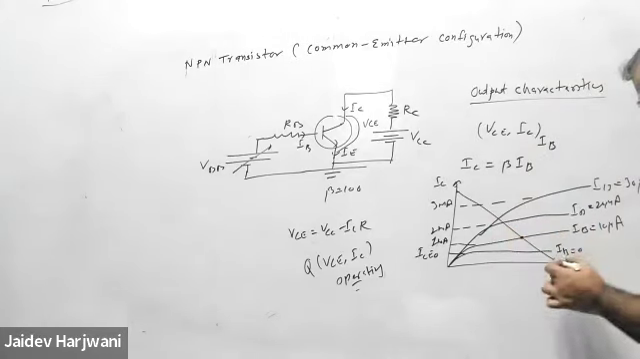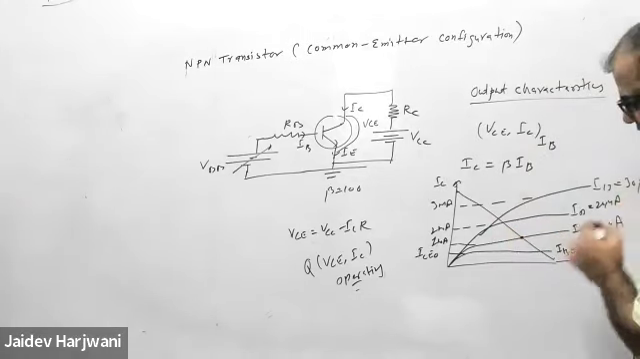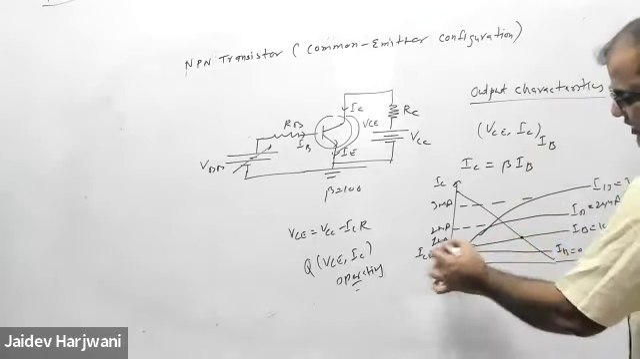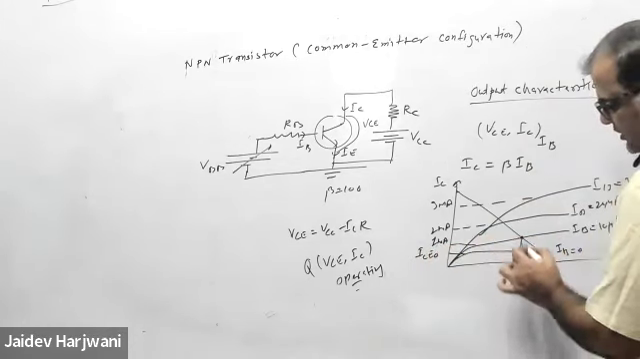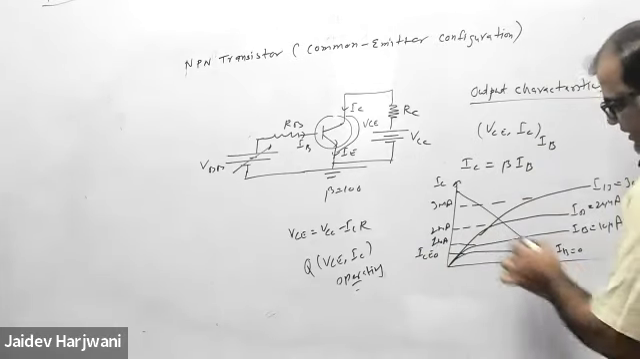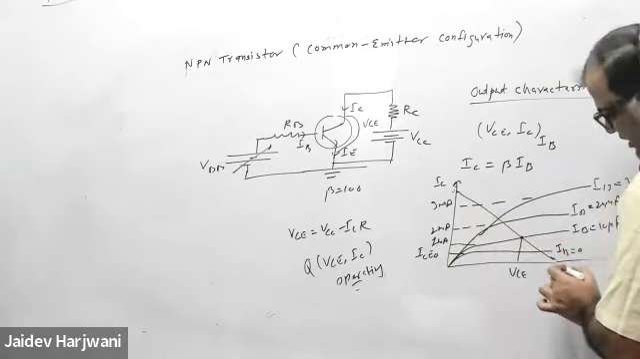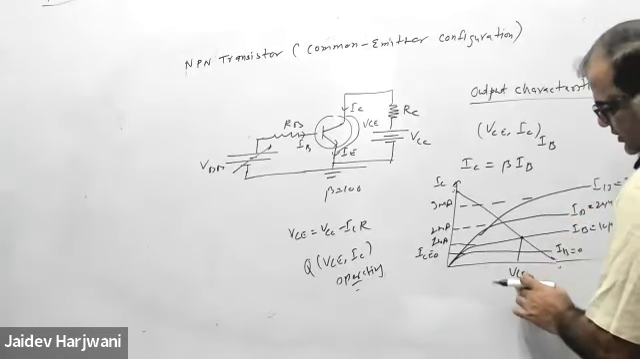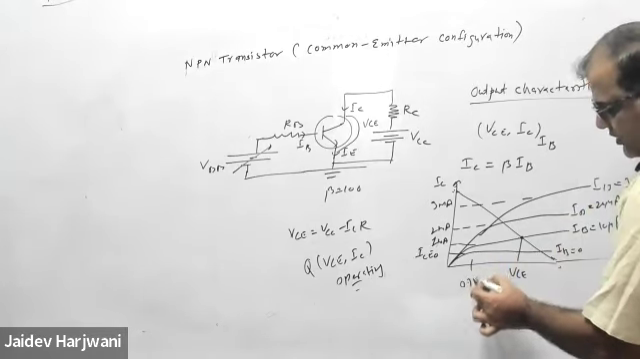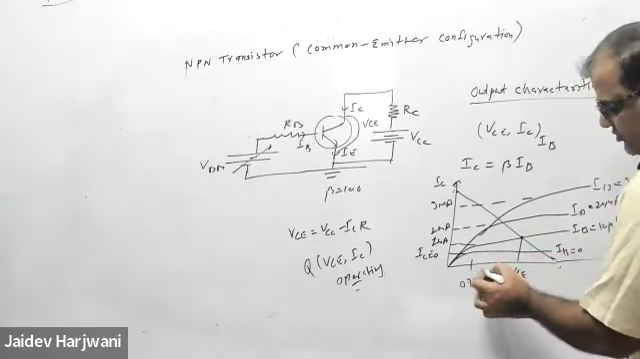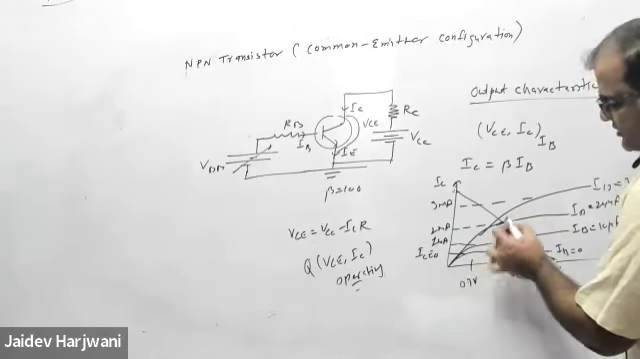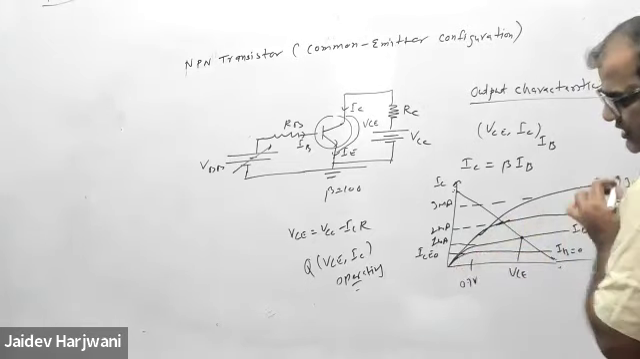Suppose your operating point is this one at IB equal to 10 microampere. Then the corresponding current will be this one. Whatever current is flowing here corresponding to this graph, that will be the IC value, and this will be your VCE value. Okay. And these are the endpoints: IC saturation, and this is the VCC. So VCE has to be greater than 0.7 volt, or roughly you can say VCE should be greater than 1 volt. Then only you will be in the active region. Otherwise, you will be in the saturation region.